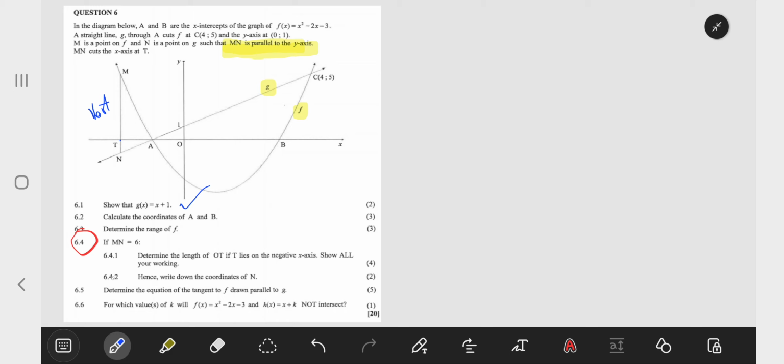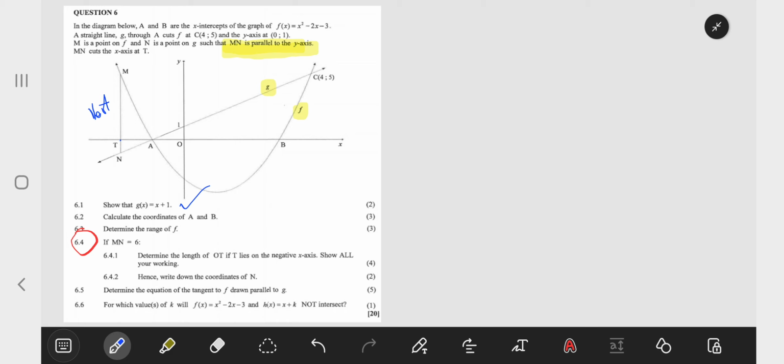And then 6.4, if MN is equals to 6, right? So this question is different from the other questions in the sense that here they gave us the distance, right? But in the other questions we had to find that distance, and most of the questions required us to find the maximum distance. So if MN is equals to 6, right, 6.4.1, determine the length of OT. Determine the length of OT, okay?